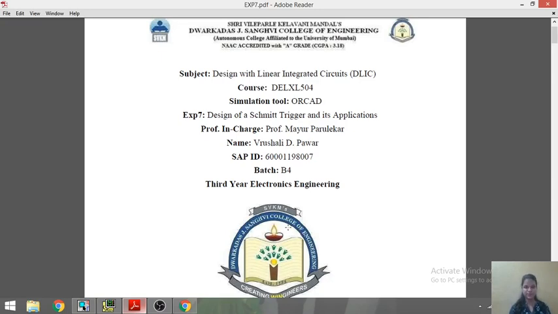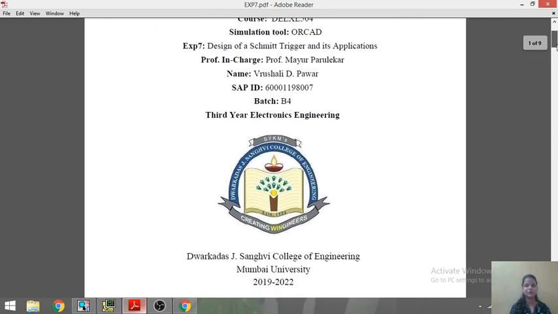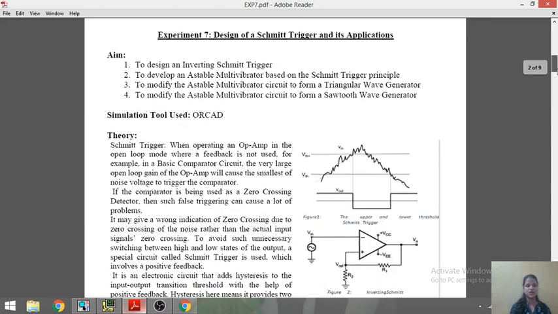Today I am here to explain experiment number 7, that is, design of a Schmitt trigger and its application for a DLIC subject. The simulation tool which I use here is ORCAD. First I will explain the theory about this experiment, then we will simulate our circuits. So the aim of this experiment is to perform 4 parts.